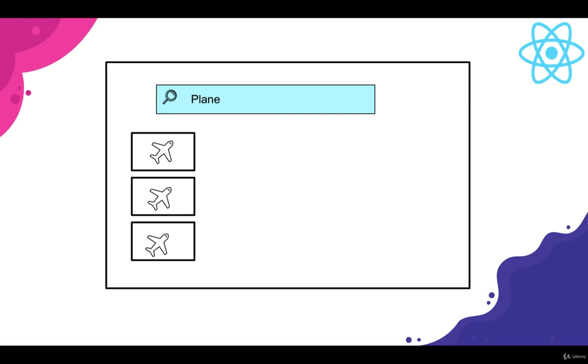Now, there's not going to be a lot of styling right now. We're just going to focus on the handling of user typing, searching for images, and then showing that list of data, okay? All right, so that's the idea.